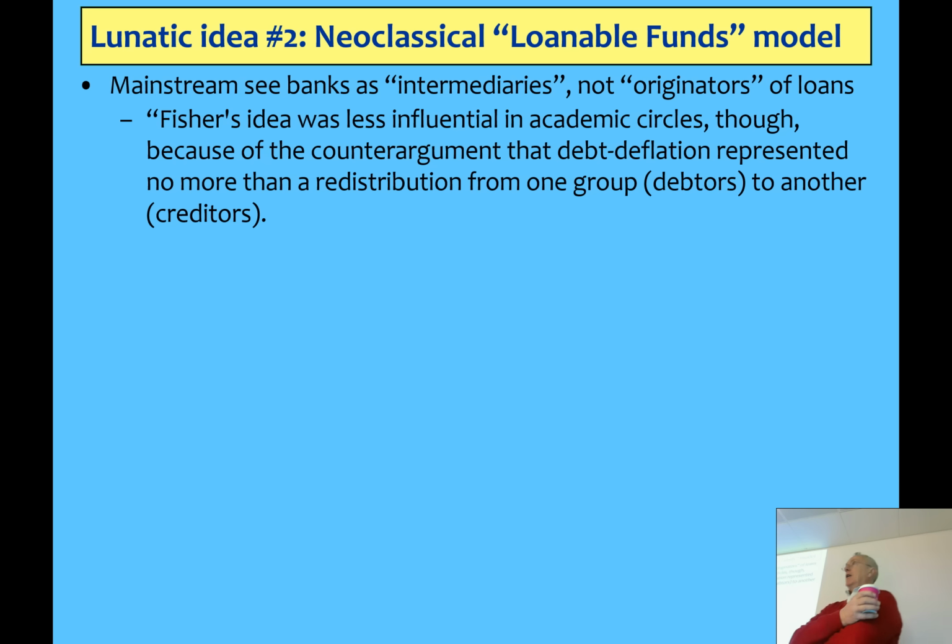because the guy got the job as governor of the Federal Reserve on the basis that he was the expert on the Great Depression. Now, if you're the expert on the Great Depression in a genuine sense, you read every major contribution about it and you consider it critically. Here he is considering, not exactly critically, Irving Fisher's argument about debt deflation. He simply says that Fisher's idea was less influential because of the counter-argument that debt deflation represents no more than a redistribution from one group, debtors, to another, creditors. Now, can you see an obvious fallacy even at that point in that statement?